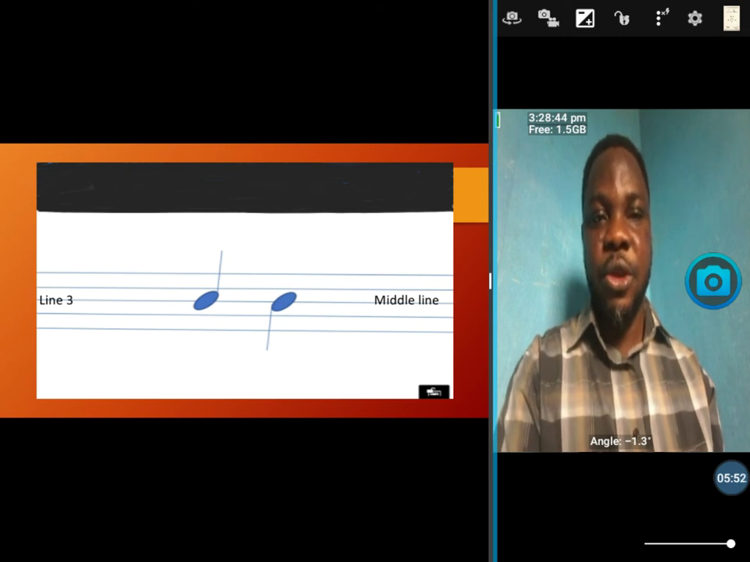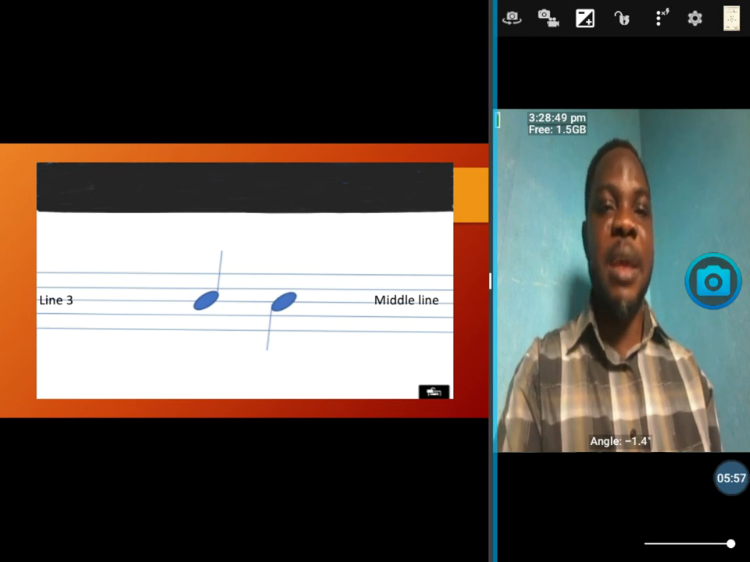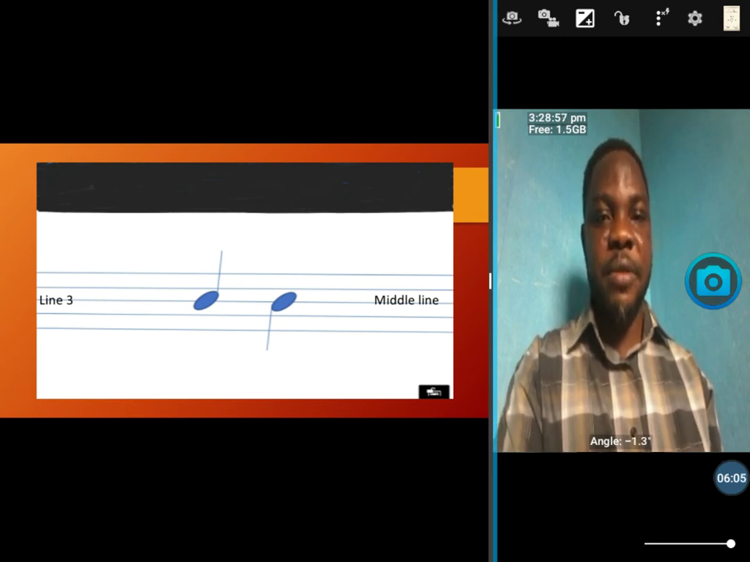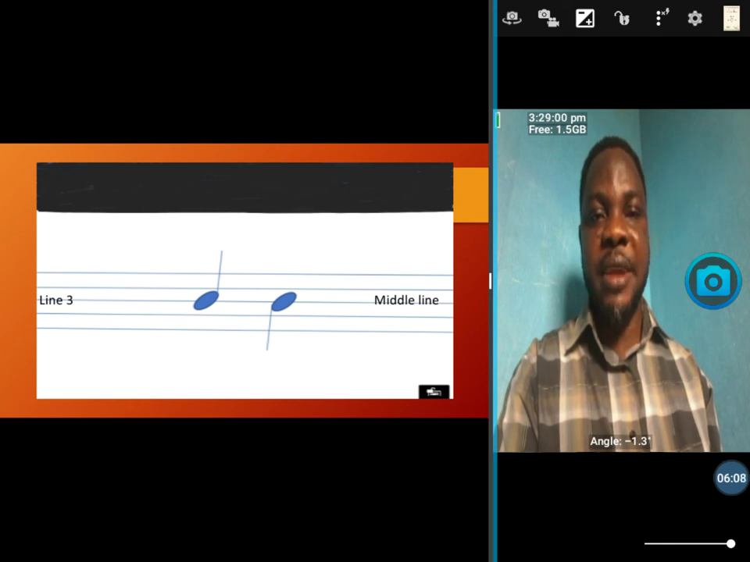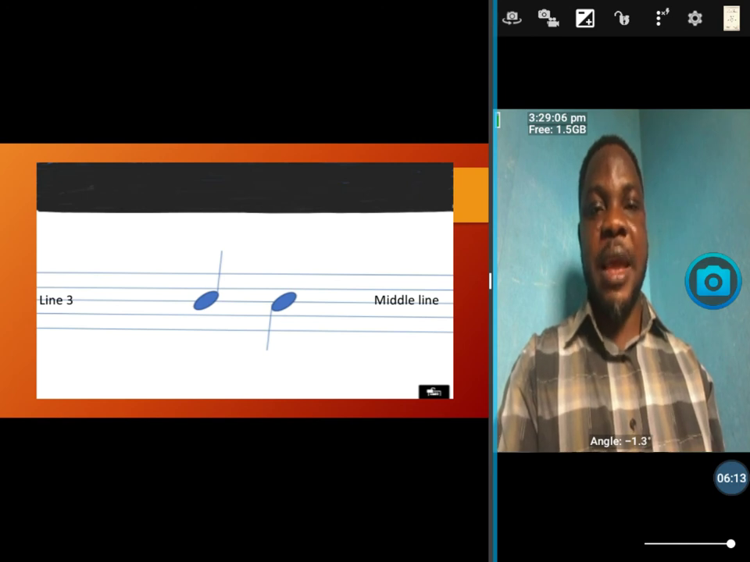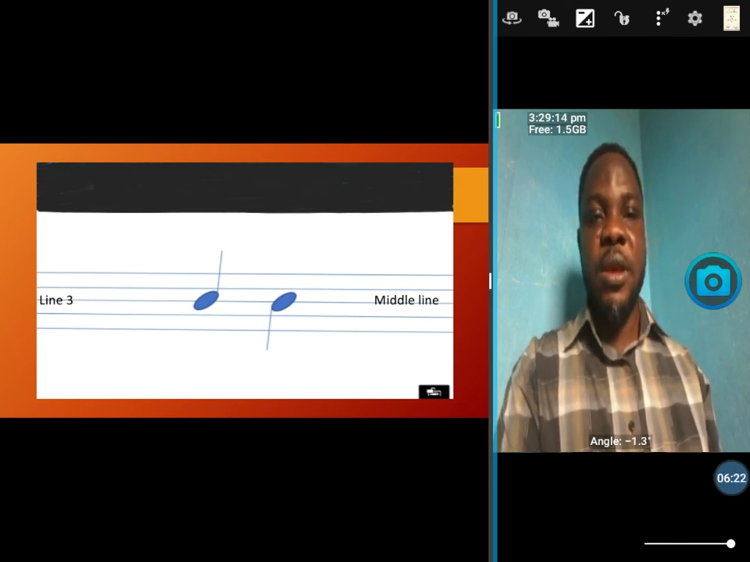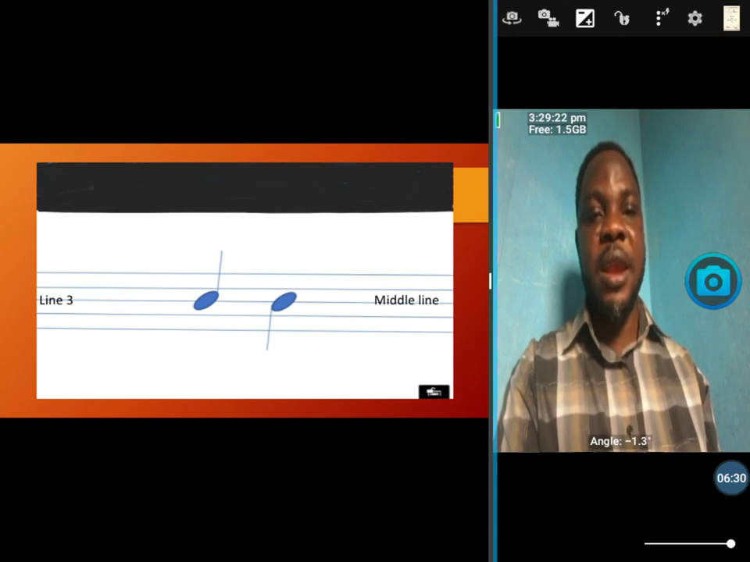That is it. So that is to say, there are 3 factors that determine the position of the stem of any note. 1, if the note is below the third line of the staff, the stem goes upward through the right side. 2, if the notes are above the third line of the staff, the stem goes downward through the left side of the note. And 3, if the note is on the third line of the staff, the stem can either go upward through the right side of the note or downward through the left side of the note.